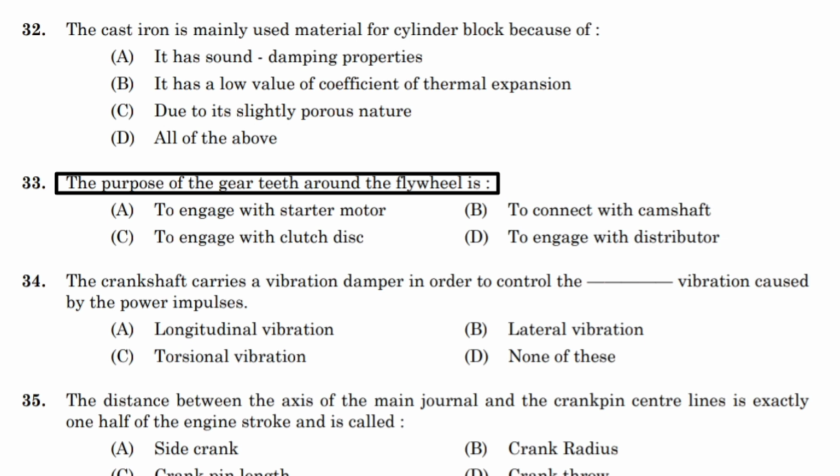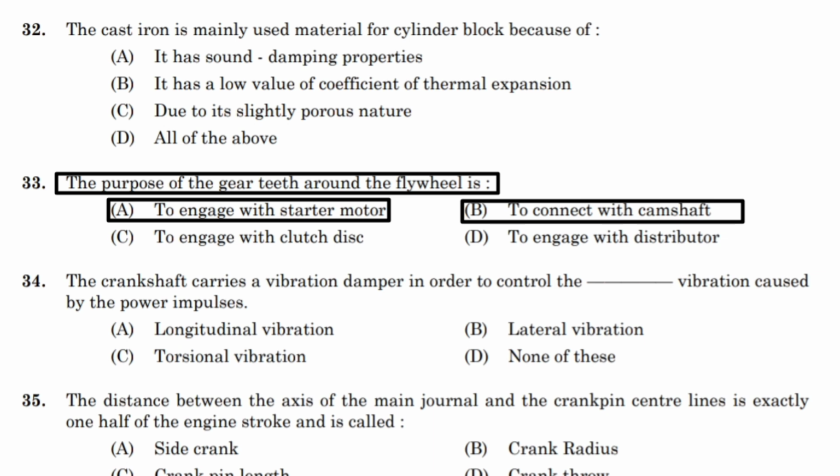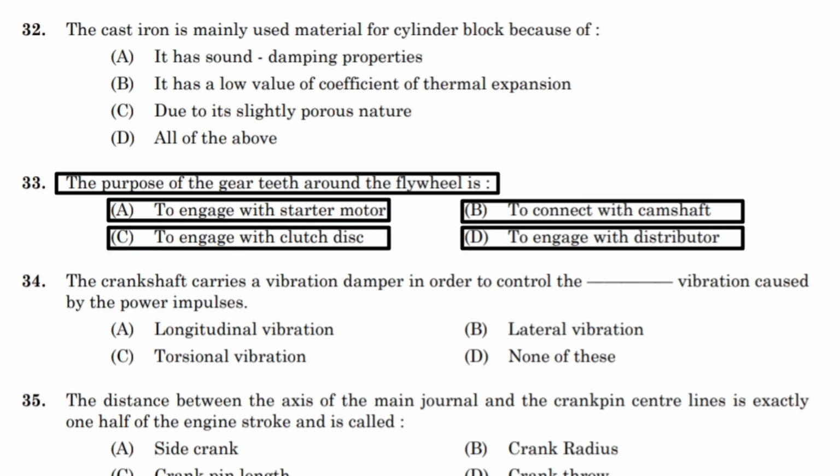33. The purpose of the gear teeth around the flywheel is A. To engage with starter motor, B. To connect with camshaft, C. To engage with clutch disc, D. To engage with distributor. Answer A. To engage with starter motor.